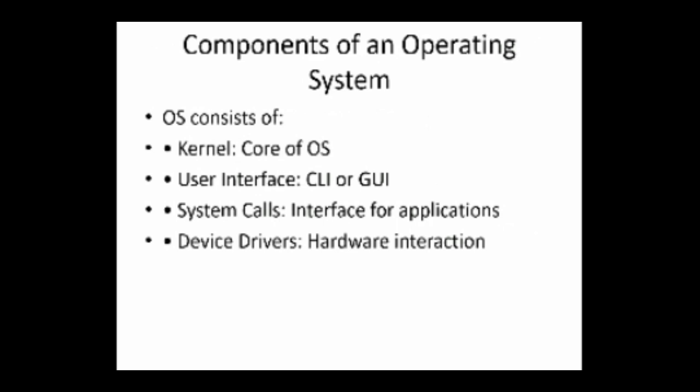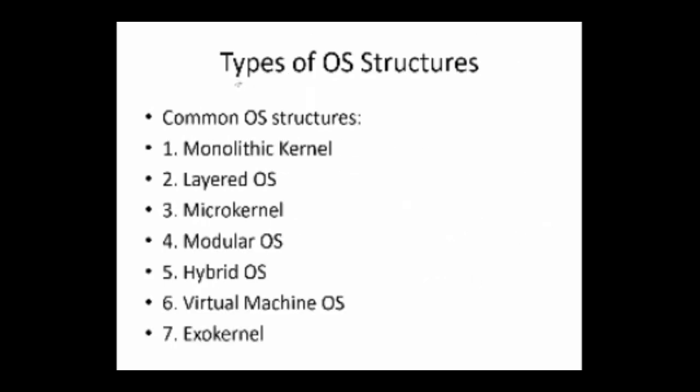Next, components of OS. The OS consists of the kernel, user interface, system calls, and device drivers. The kernel is the core of the OS and it's like the heart of the OS. The user interface is generally called the graphical user interface, which we are using now. Next, system calls. The system calls are the interface for the applications between the hardware and the OS. Next, the device drivers. The device drivers refer to the hardware interactions.